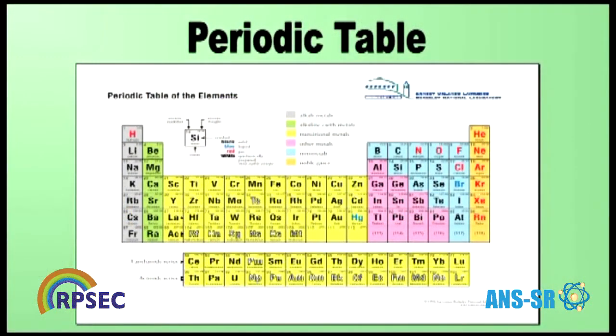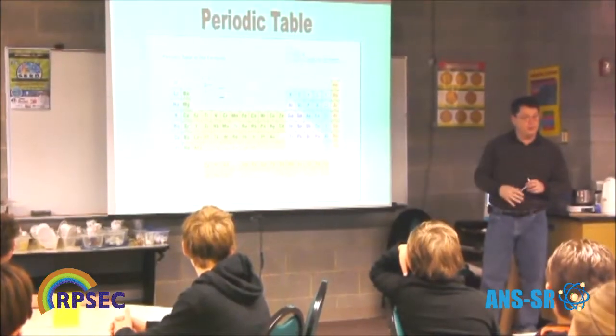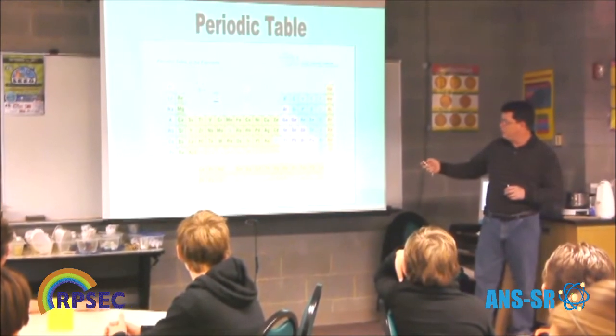What is this called? Periodic table. Very good. Now it's got a funny shape, doesn't it? It's got a weird shape to it. This is for chemistry people. It's designed all based on the electrons, and nuclear people deal with the nucleus, so we really don't use this chart very much. That's why it has a very unusual shape.